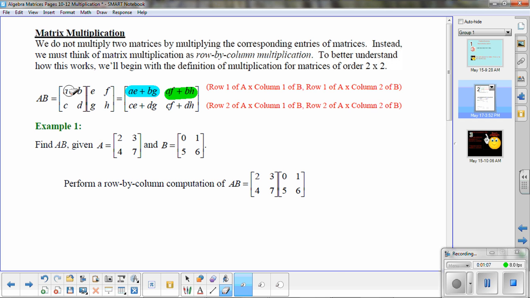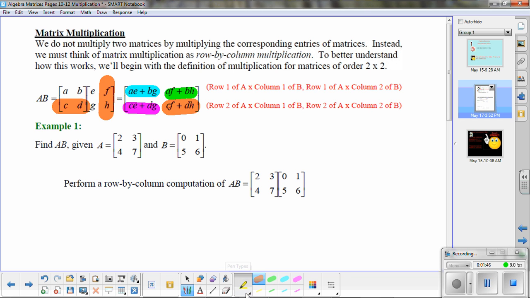After you multiply the first row by everything, then you're going to move on to the second row. So second row, first column, C times E plus D times G. And that answer is going to go in the second row, first column. And then we're going to do the second row by the second column, C F plus D H. That's going to go in the second row, second column.